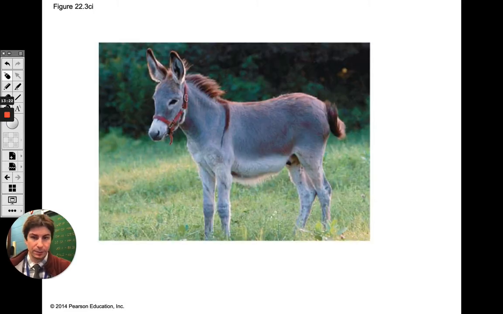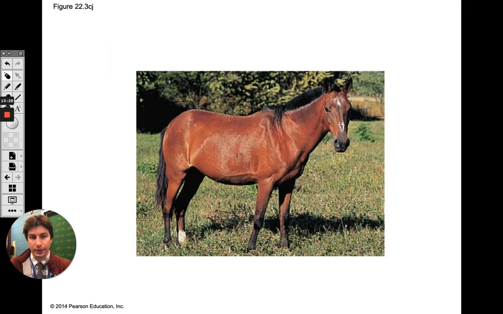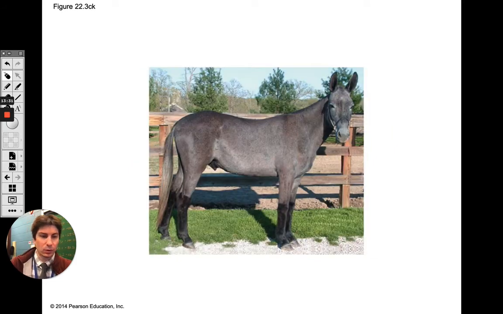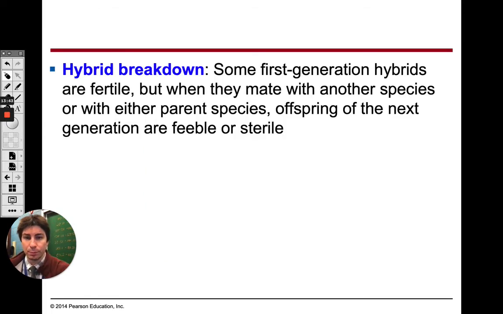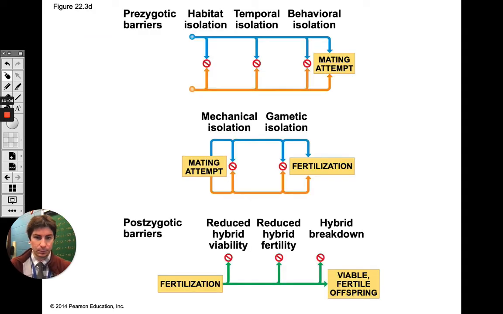An example of this would be, if we go with the donkey example here, we've got a donkey and a horse. When they mate together, they form the mule, which might be a nice workhorse, but it is sterile, so it's not able to pass its genes further. The last one is hybrid breakdown. Let's say we produce a hybrid offspring. They're fertile, so they're able to also produce offspring. But the offspring they produce are very weak, they're feeble, and they might themselves actually be sterile.